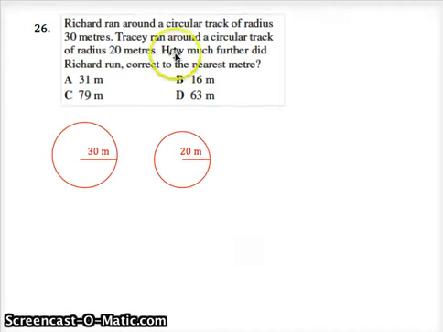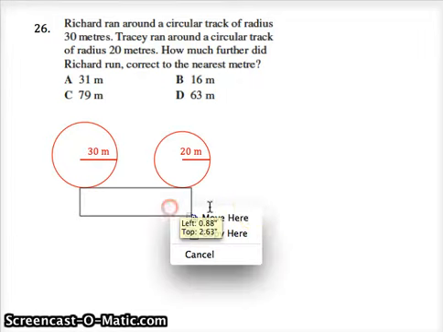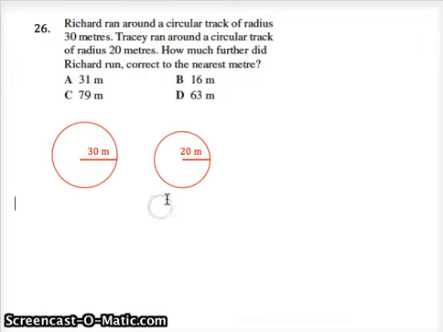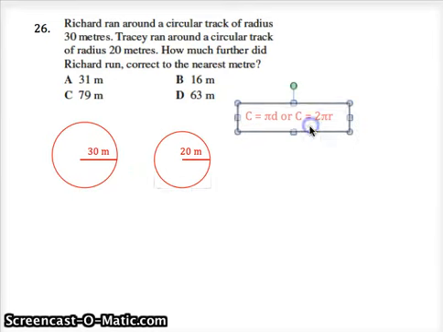And now we're asked, how much further did Richard run? So if we want the distance around the outside of the track, what we want is the circumference of the circle. Just remembering, there are two formulas for circumference of a circle: circumference equals pi d, or circumference equals 2 pi r. Actually, I'll just put them up here. Now we can see that we've got the radius of both these circles, so we're going to use the second formula, circumference equals 2 pi r.